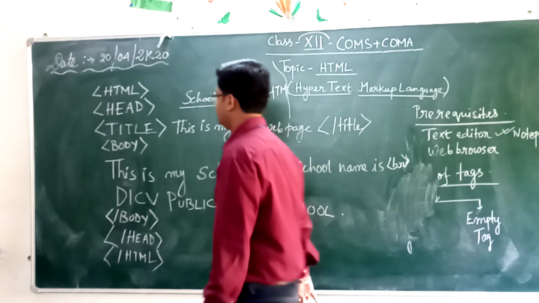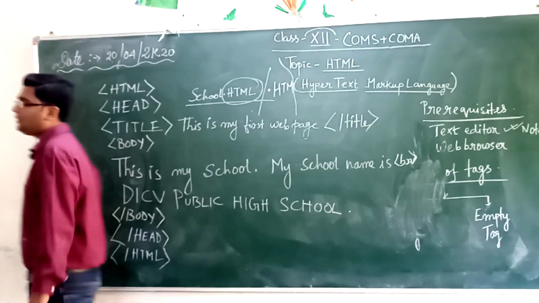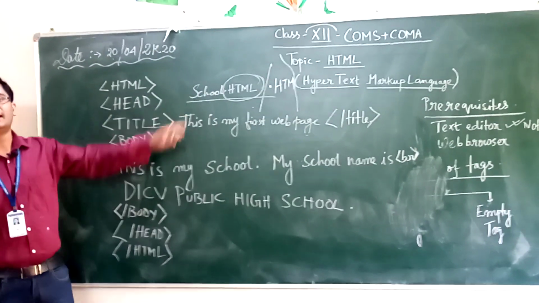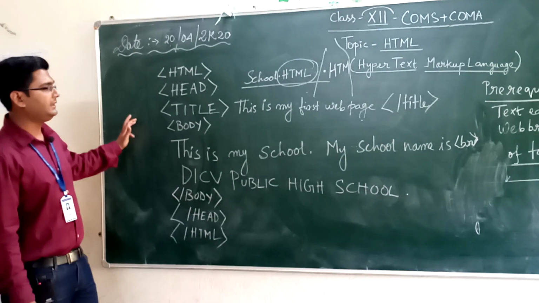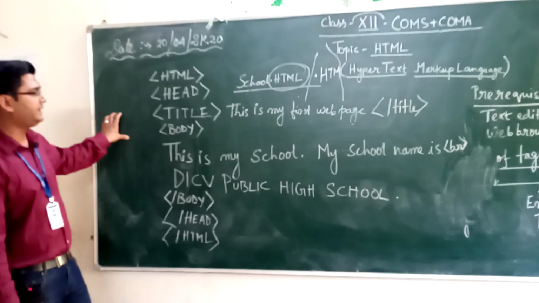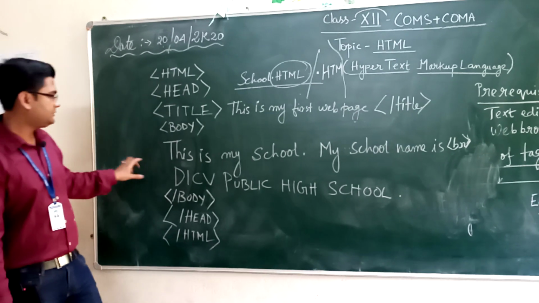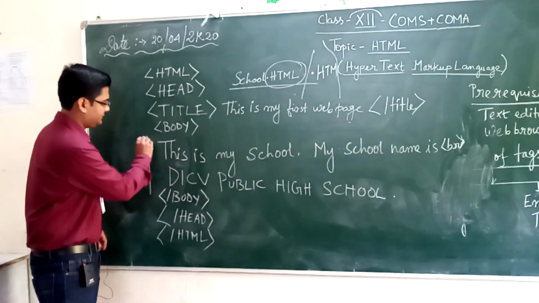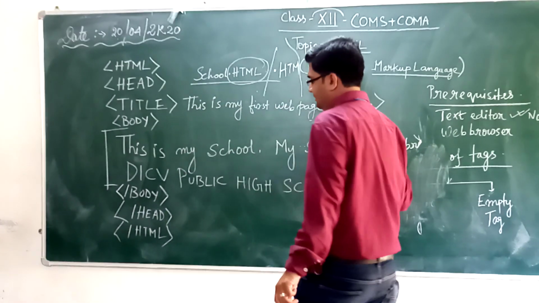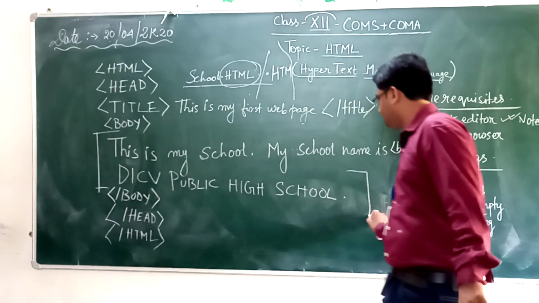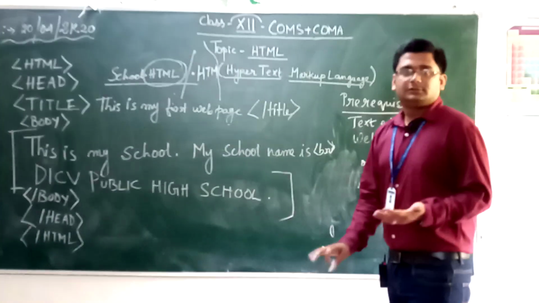After saving, you will see that a shortcut of a web page named school has been created on your desktop. Just open the file, click on the web page, and you will be able to see only this portion written: this is my school and my school name is DICV Public High School.